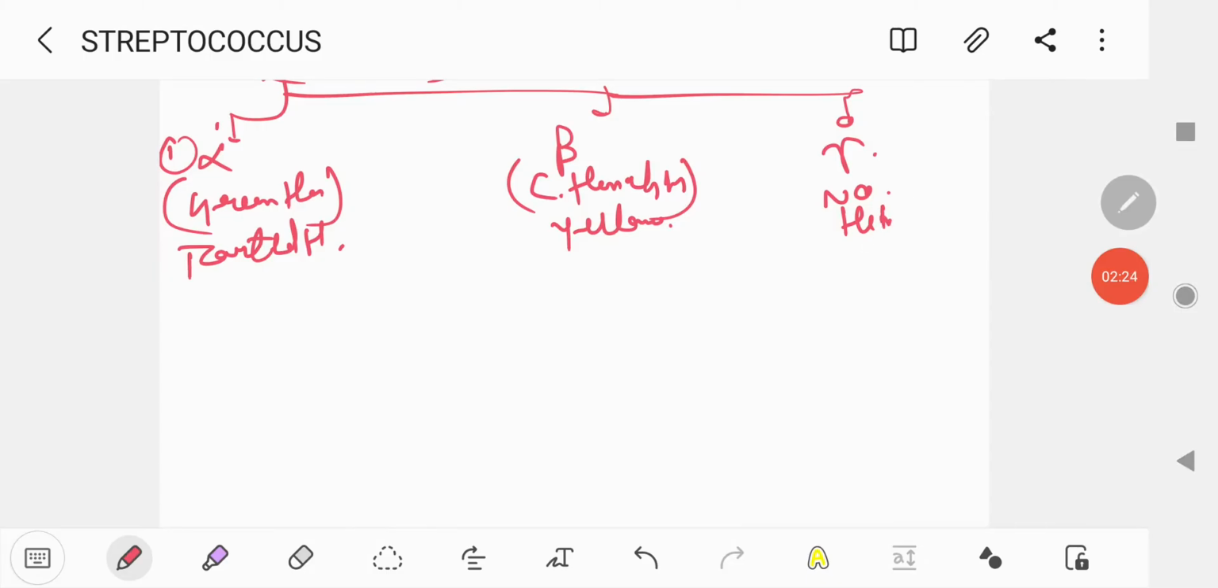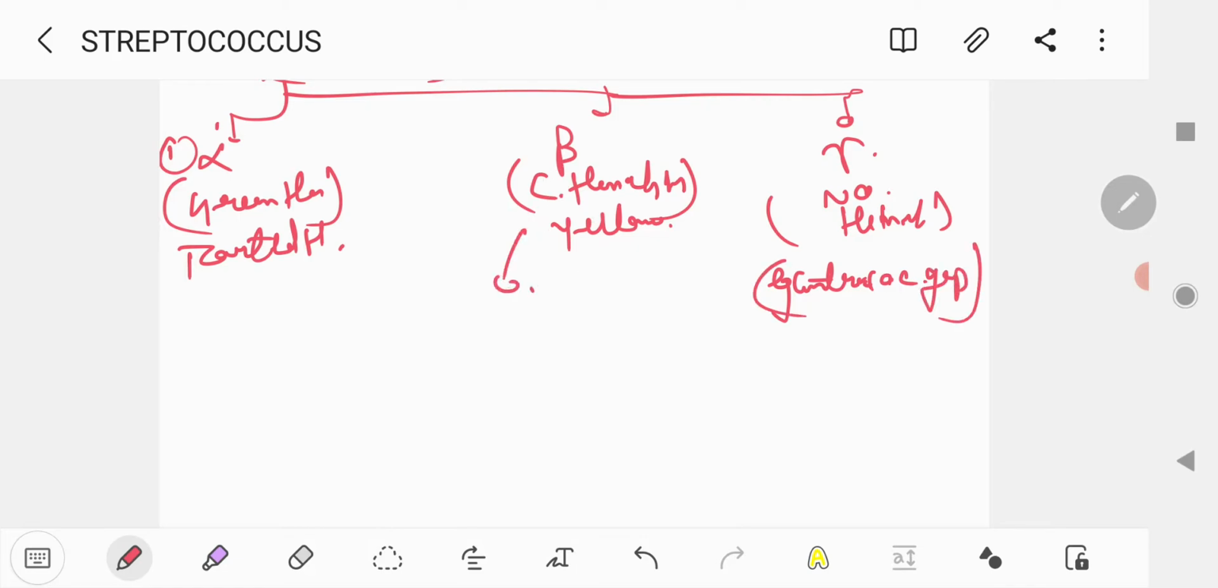No hemolysis. Mainly the example is the enterococcus group. So beta, it is the most important one.